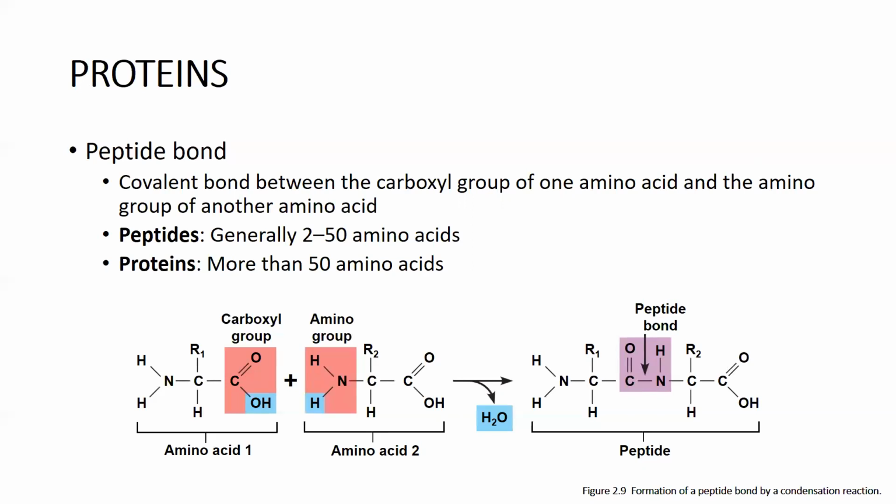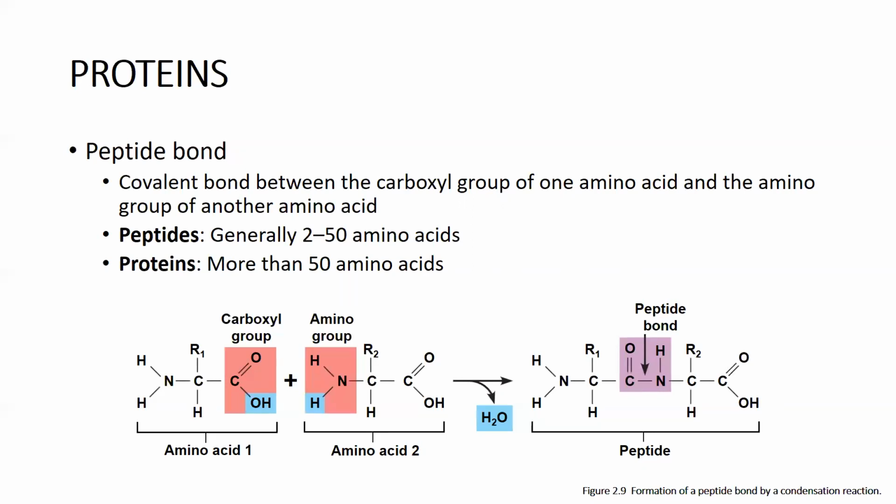We're going to have water coming off. Remember that condensation reaction we talked about? And then we're going to have that peptide bond being formed. This is now two links in a chain. Okay, that will continue to happen over and over and over again, and we'll get lots of different varieties of proteins based upon the different amino acids that are being formed in these links.